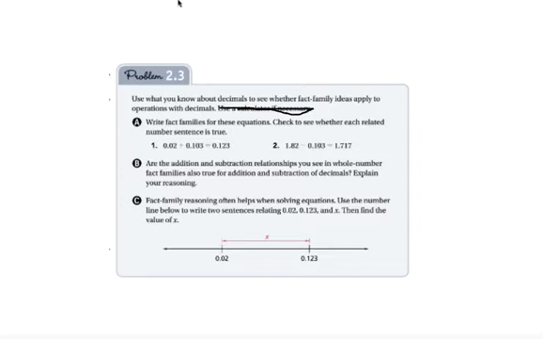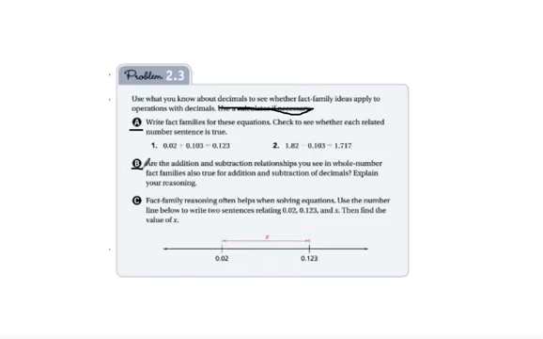You're going to start here with part A, and it talks about writing fact families for number 1 and number 2. Part B says, are the addition and subtraction relationships you see in whole number fact families also true for addition and subtraction of decimals? Explain your reasoning. We definitely know we can make fact families for addition and subtraction of whole numbers. They're asking, can you do the same thing for decimals?